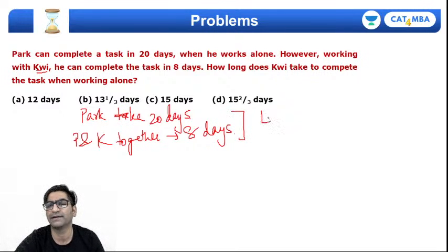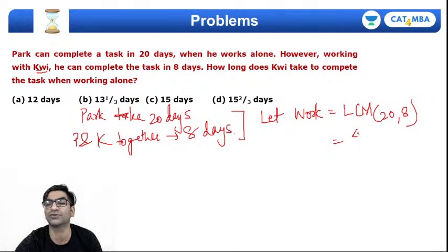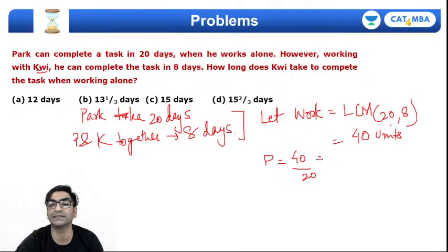Not really. So we'll still start with letting the work be an LCM of 20 and 8. What is the LCM of 20 and 8? Well, 20 into 2 is 40, 8 into 5 is also 40. So let the work be 40 units. This means that Park's rate will be 40 divided by the time taken by him, 20 days. So that's 2 units per day.